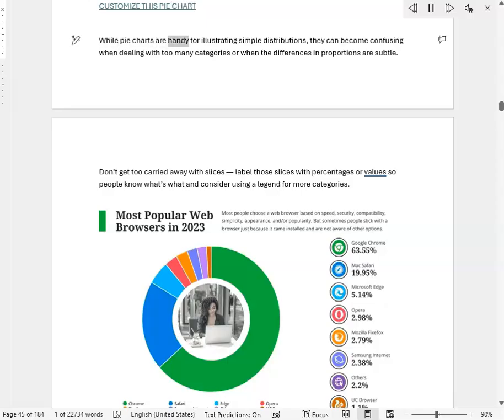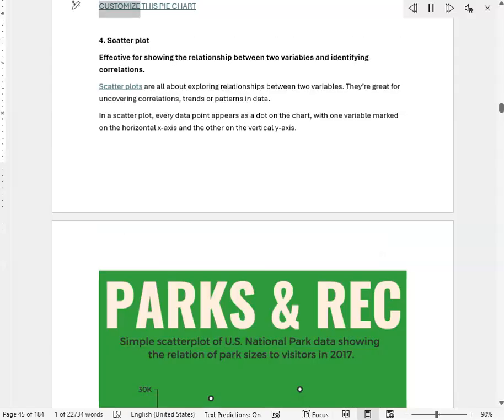While pie charts are handy for illustrating simple distributions, they can become confusing when dealing with too many categories or when the differences in proportions are subtle. Don't get too carried away with slices. Label those slices with percentages or values so people know what's what, and consider using a legend for more categories. Customize this pie chart.